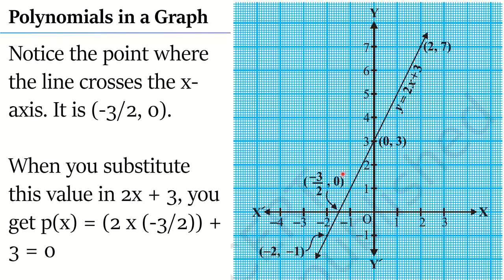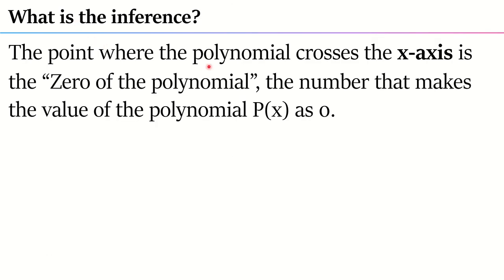The point at which the polynomial crosses the x-axis is a very important point, which is the 0 of this polynomial. Let us validate this point. You can see it is 1.5 between -1 and -2, which is -3/2. When I substitute -3/2 in the equation 2x + 3, 2 times -3/2 plus 3 is equal to 0. So what is the inference? The point where the polynomial crosses the x-axis in the graph sheet is called the 0 of the polynomial, which is nothing but the number that makes the value of the polynomial 0.